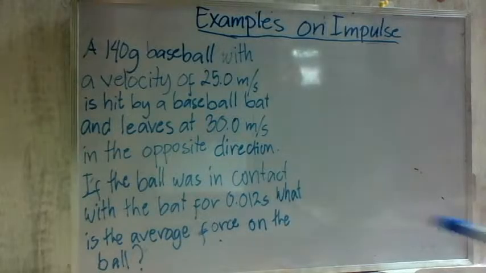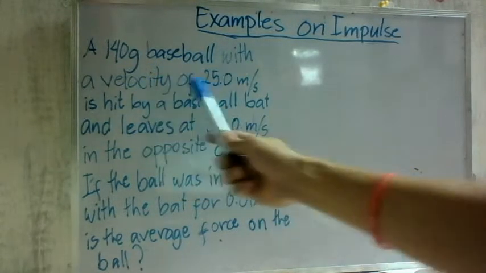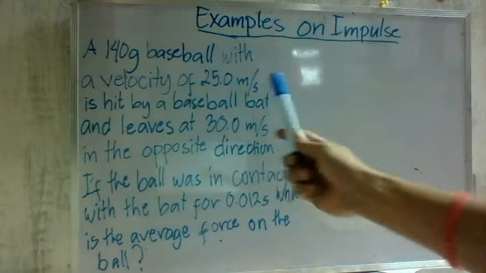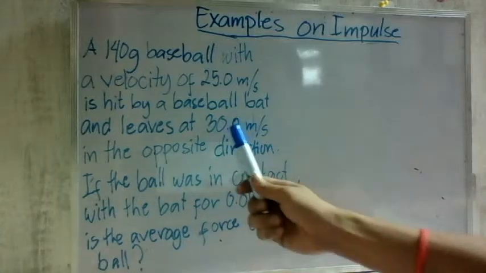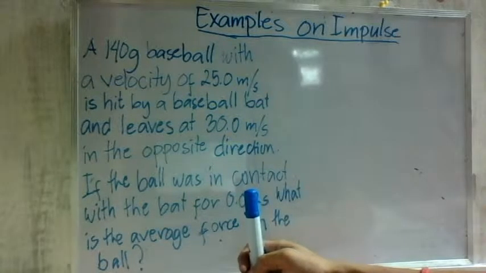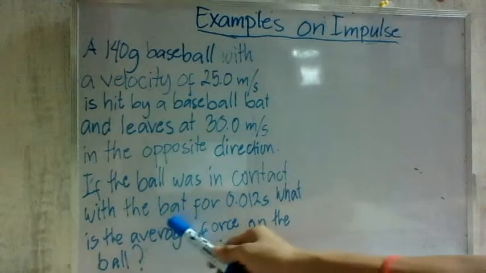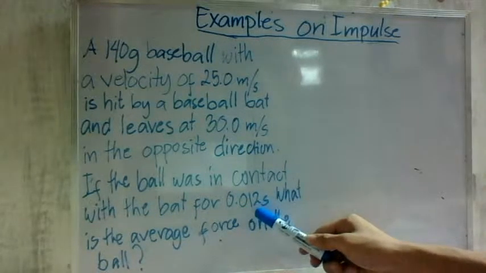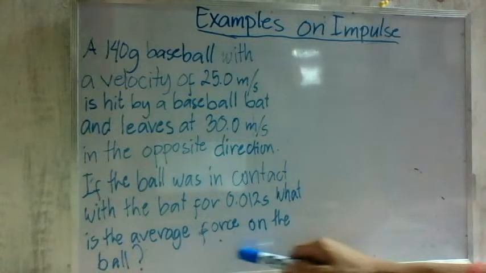So ang atong problem, a 140-gram baseball with a velocity of 25 meter per second is hit by a baseball bat and leaves at 30 meters per second in the opposite direction. If the ball was in contact with the bat for 0.012 seconds, what is the average force on the ball?